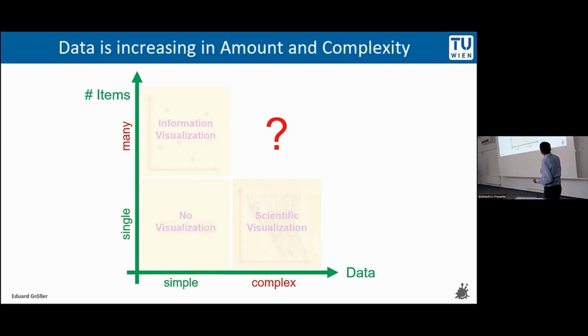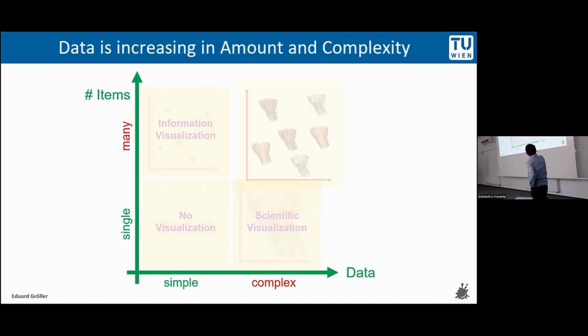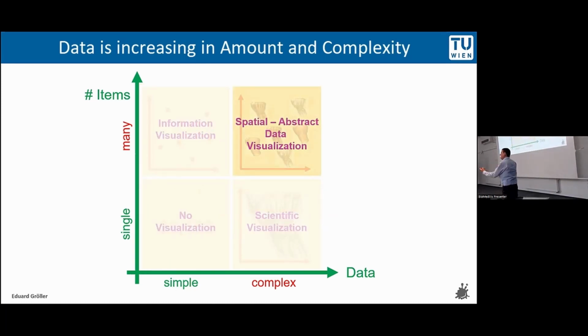Nowadays, increasingly, you have complex data, but you have many of those. So if you don't have one volume, you're doing a cohort study. You are investigating a patient and you're taking scans, 10 scans, 15 scans, or you're taking an entire population. How can you show the differences in this data or the trends, for example? And so this is an interesting part where the data heterogeneity comes into play, and you have spatial and abstract data that you have to visualize.